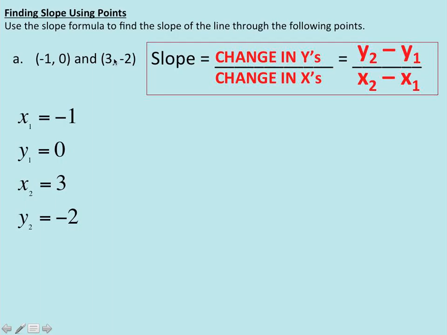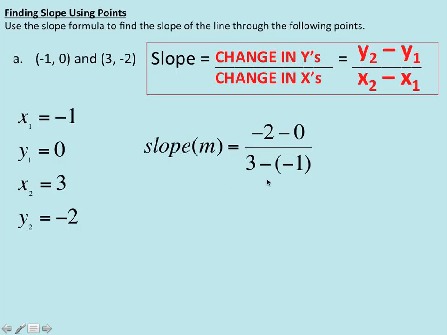You could call this one x1 and y1 if you want, and x2 and y2 if you want. It doesn't matter as long as if he's x1, his partner's y1. Okay? So it looks like that to me. I just go right in order, no big deal. And then I just plug them into the formula. So y2 would be negative 2 minus 0 over x2, 3, minus negative 1.